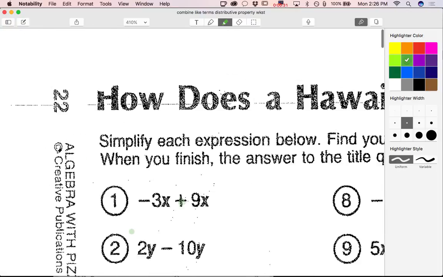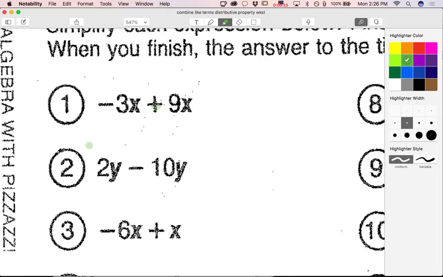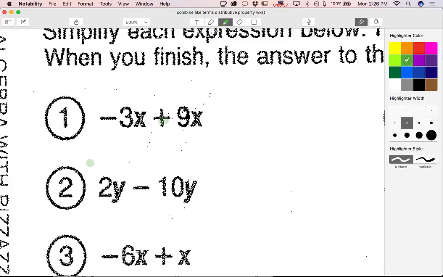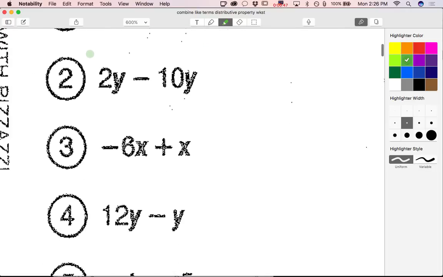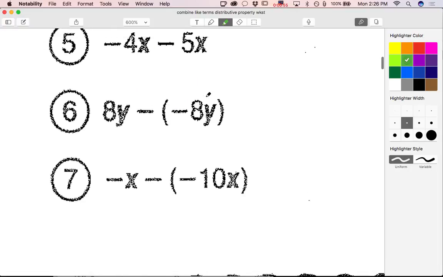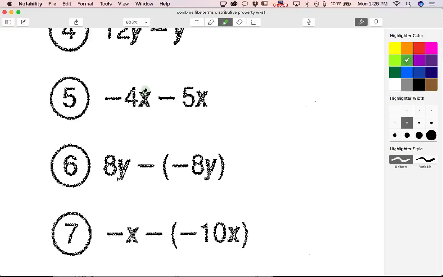Zoom in a little bit. Alright, so we have negative 3x plus 9x. A like term has the same variable and the same exponent. So these are like terms because the variables are the same. We're going to come back and get the actual answer, but let's go on to number 3. So we're going to go through and just highlight everything that is a like term. So these two are like terms. 5. This has an x, this has an x. So these two are like terms.